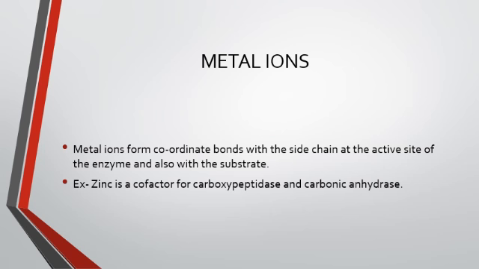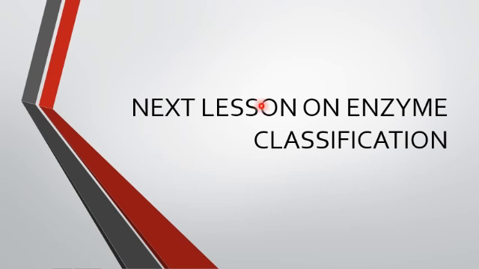The combination of apoenzyme and the non-protein part is known as the holoenzyme. Enzymes are protein in nature, and sometimes they have non-protein parts to be more effective catalysts, because they help in speeding up the chemical reactions, that is the biochemical reactions of the living cell, and hence they are known as biocatalysts. So next lesson is on enzyme classification.